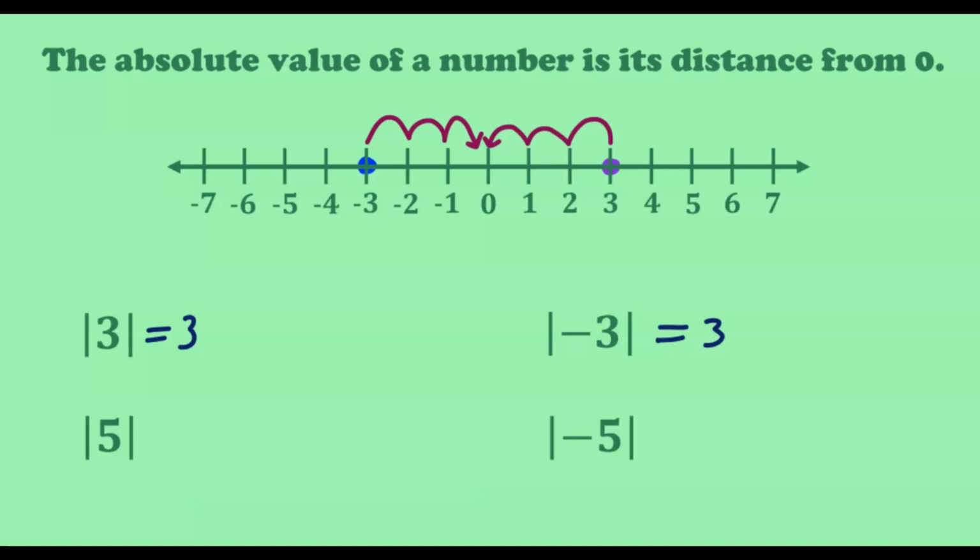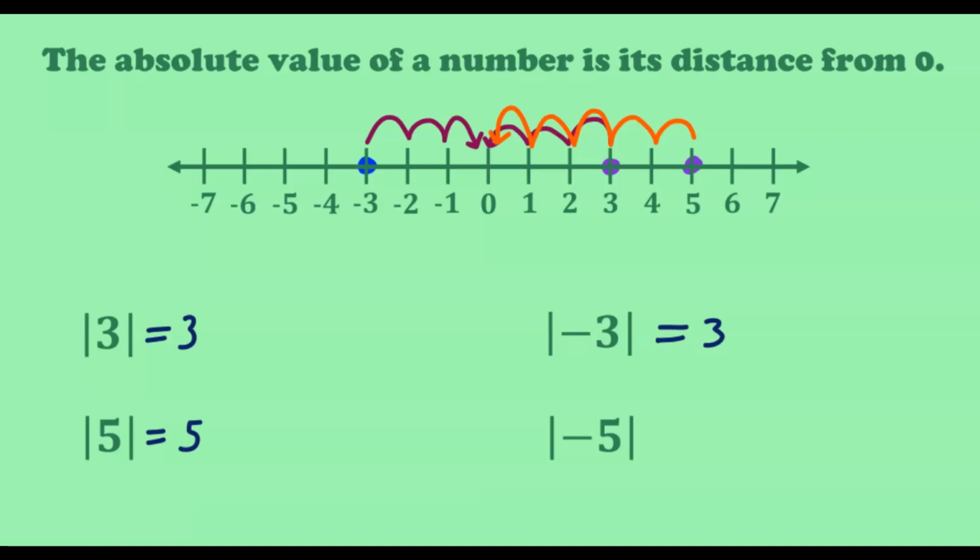So what is the absolute value of the number 5? It will be the distance of the number 5 from 0. So first of all, let us mark the number 5 on the number line. And we can see that the number 5 is over here. And what is its distance from the number 0? We make 1, 2, 3, 4, 5 jumps to get to 0. And that means that the distance of the number 5 from 0 is 5, and so the absolute value of 5 is just 5.